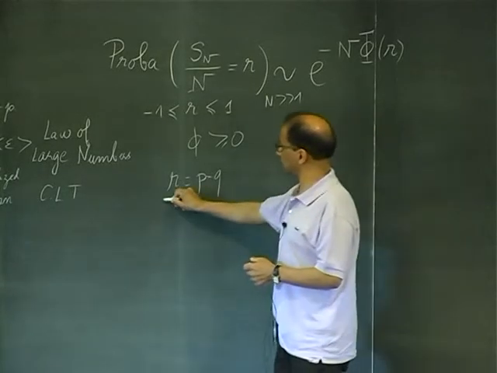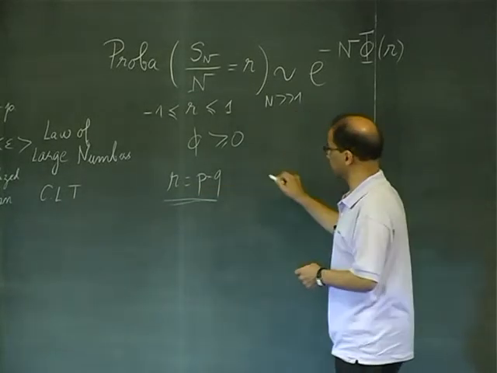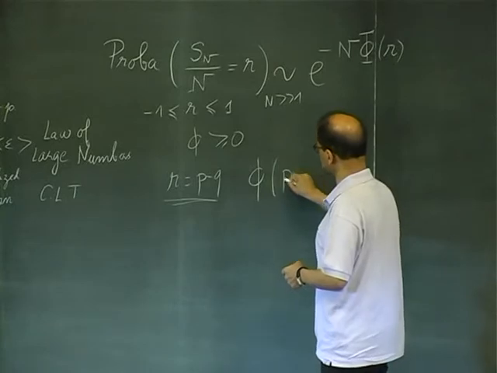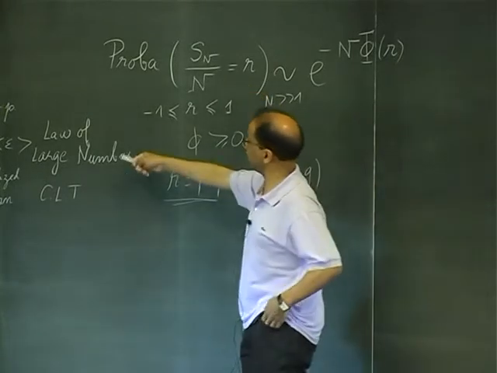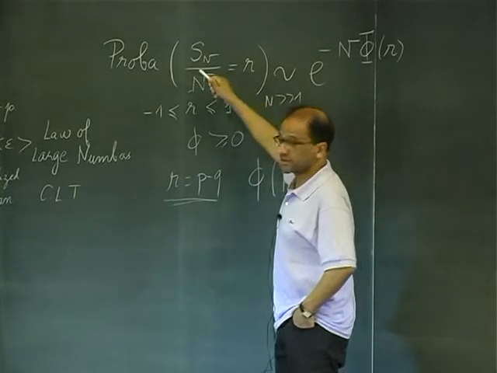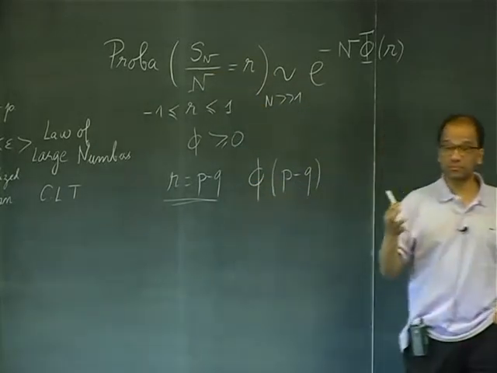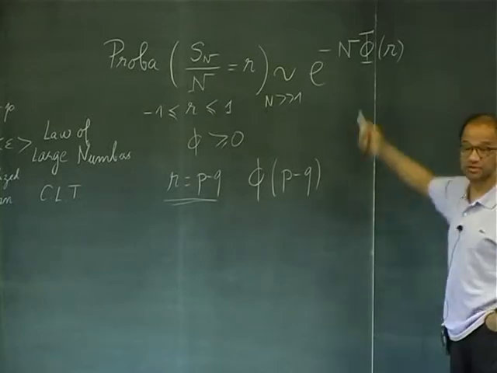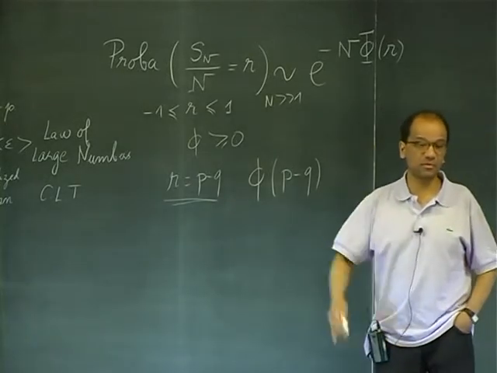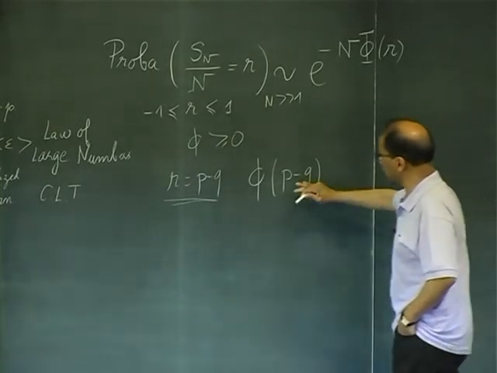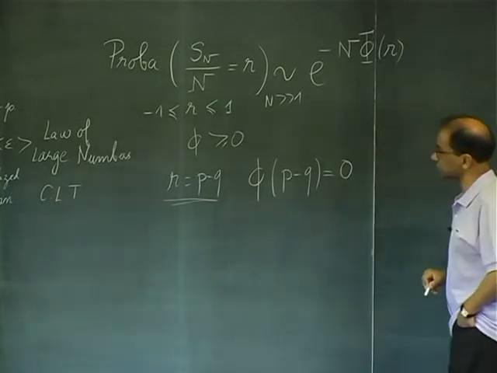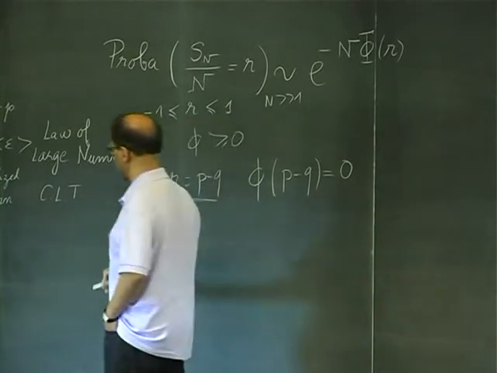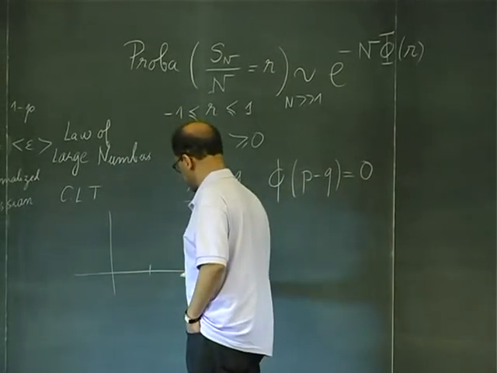If r is equal to p minus q, what is the value of phi? Well, the law of large numbers tells you that this probability will go to 1. So phi has to vanish. Typically it is of order 1 over n, but at p minus q, we are always at large n. This function has to vanish. And typically phi will have a potential type of shape.